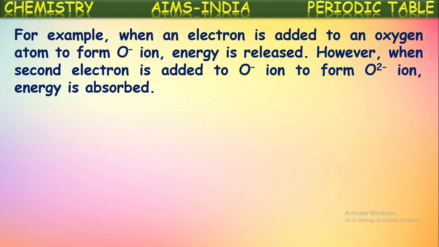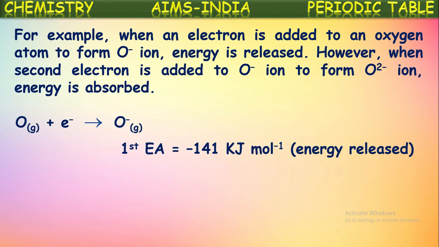For example, when an electron is added to an oxygen atom to form an O minus ion, the oxygen atom immediately releases a certain amount of energy. So we can say this is the first electron affinity and it is exothermic as energy is released. However, when a second electron is added to the already formed O minus ion, then in the formation of the O2 minus ion, energy is absorbed instead of being released. So we say the second electron affinity is endothermic.